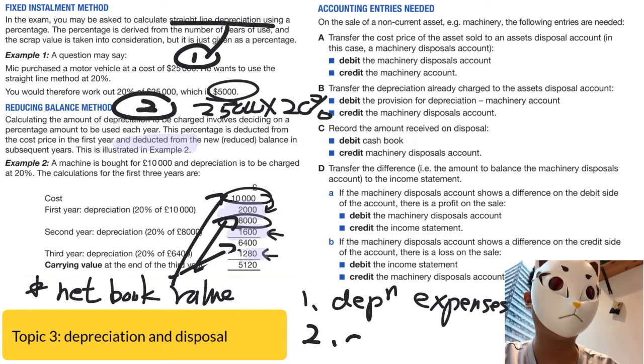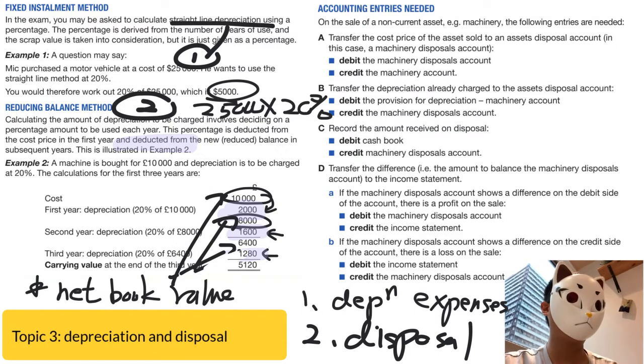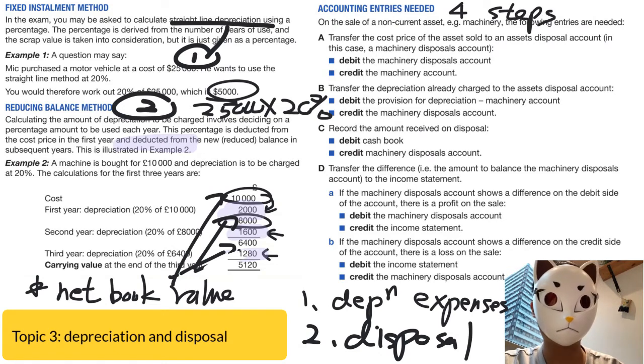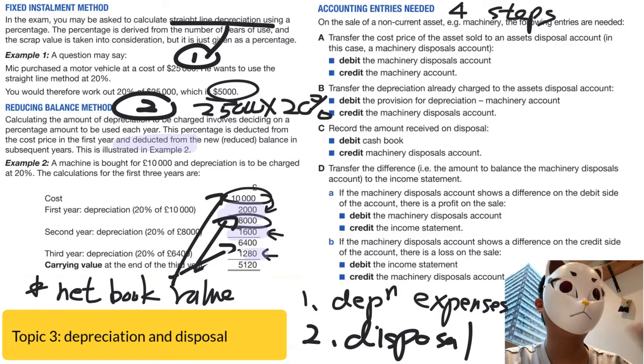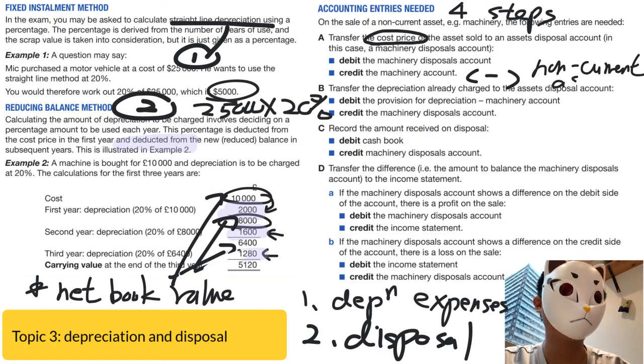The second thing would be the disposal. A lot of candidates have difficulties in doing the disposal account. So right now, I'm going to give you these 4 steps. When you do some exercises, you just need to follow these 4 steps, then you must get all the answers correctly. I will go through all of them. First of all, you have to deduct the cost price in the non-current asset account. That's very, very important.